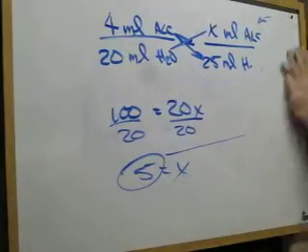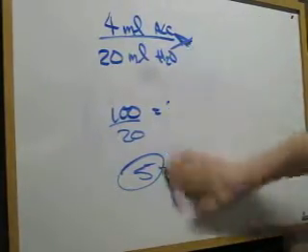Which brings us to a last example here. These lessons go pretty fast. For some reason, they've really shortened them up in the book here.